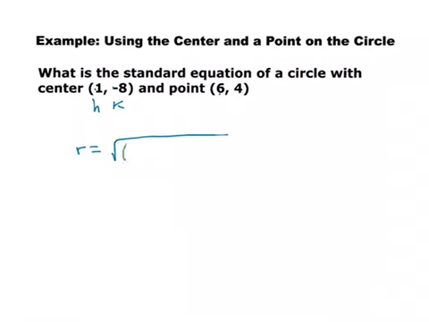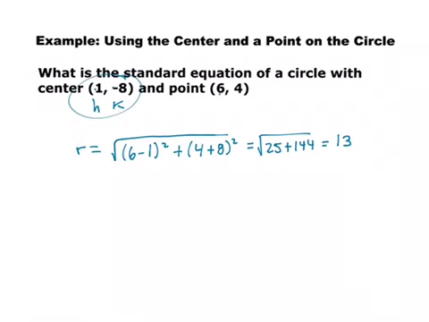So we're going to take 6 minus 1 squared plus 4 minus a -8, so plus 8 squared. And this is going to give us the square root of 25 plus 144, which is 169. So this is just 13. So our radius is 13.